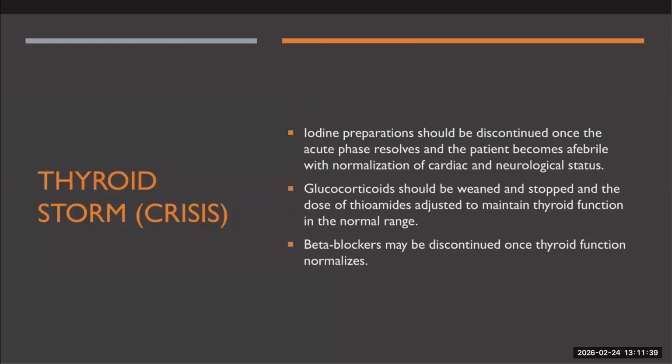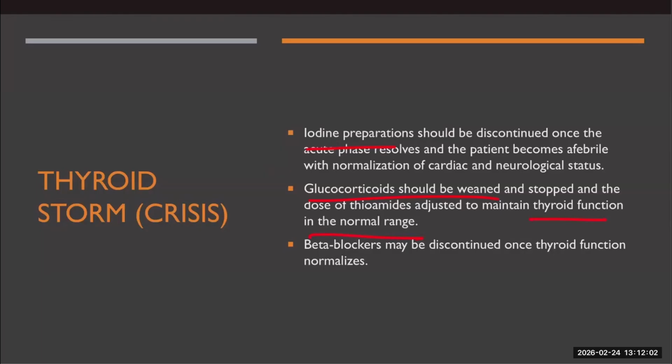Once the acute phase is over, you stop all those iodine preps, as long as they become afebrile and their status goes back to normal. Wean off those glucocorticoids, the prednisone. And then those PTU or methimazole, just titrate it to maintain normal thyroid function.